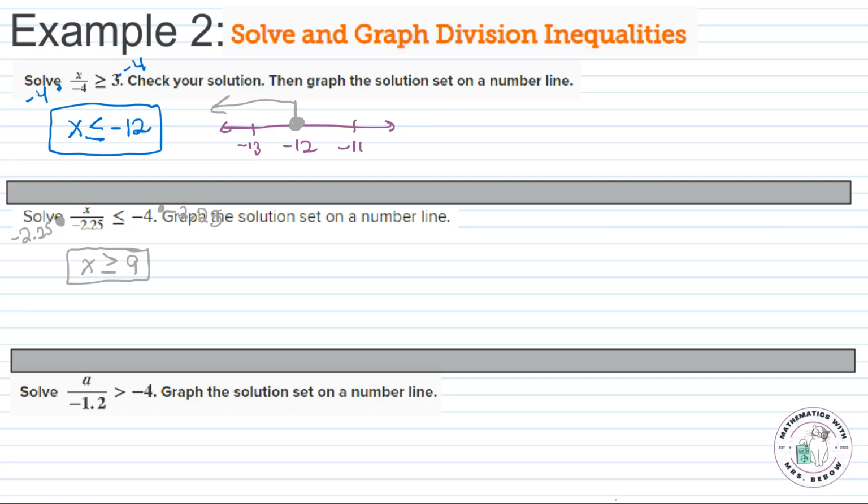So graphing our solution, we'll put 9 in the middle. You can go 10 to the right, 8 to the left. This is going to end up being a closed circle, and x is greater than, and so it's going to go to the right. All right, last example for this video.